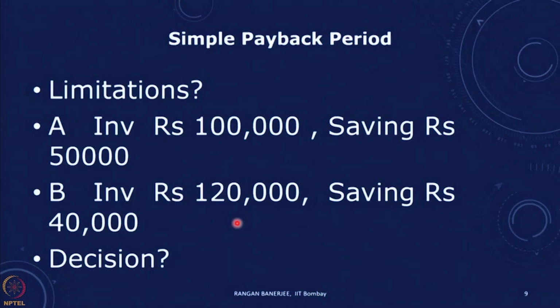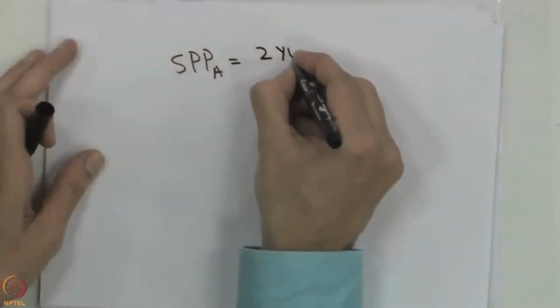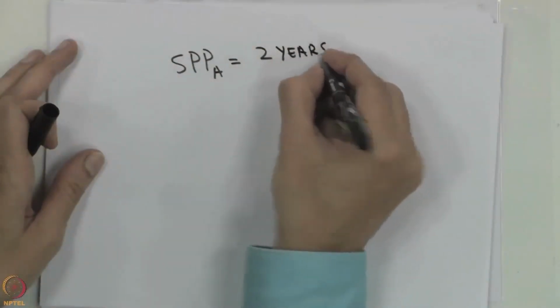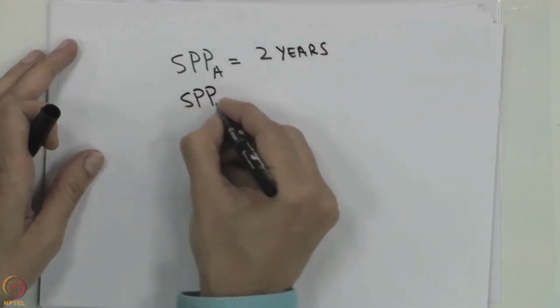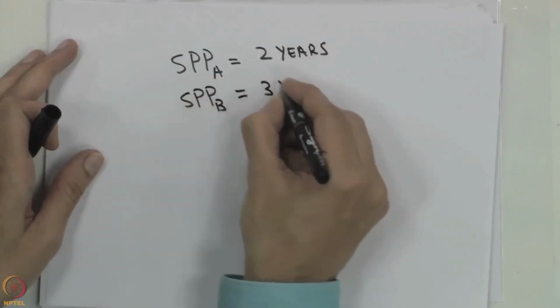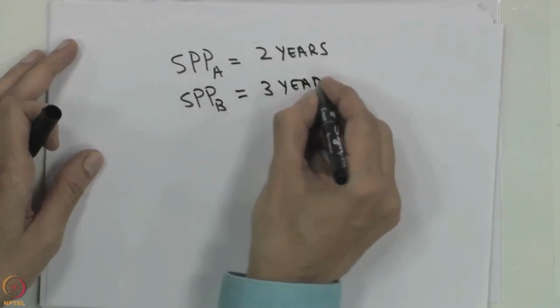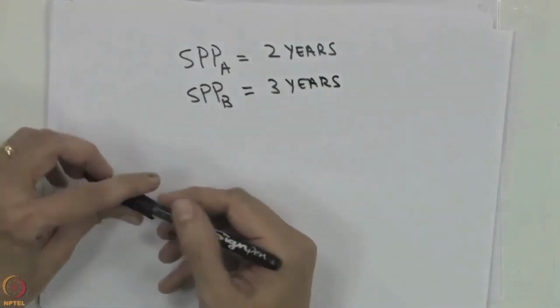So, if you write this, we will see that SPP A is 2 years and SPP B is 3 years. And if the company has any project which is less than or equal to 3 years, it is willing to go. When you compare these two, it looks like the project with the lower simple payback period is the one that we should opt for. So, we should opt for A.